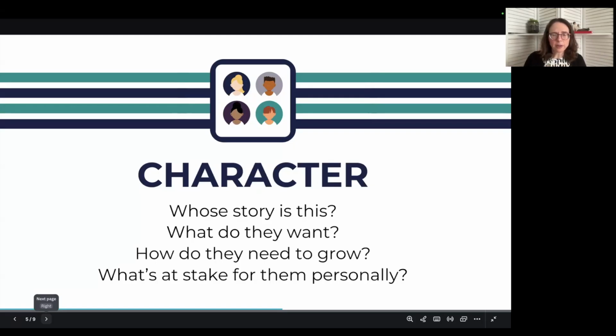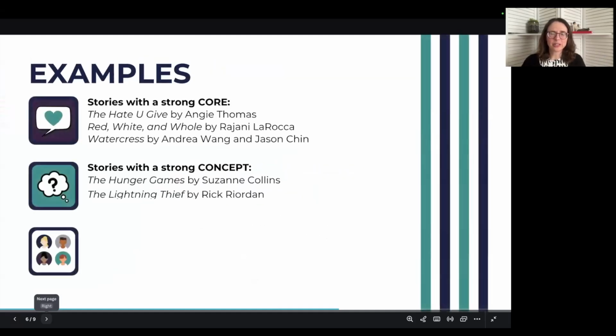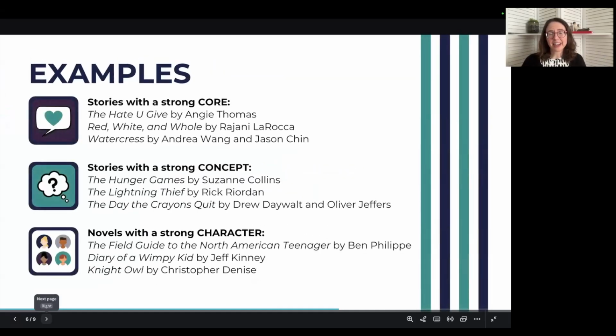So I want to highlight a few examples of some stories that do this well. I want to emphasize that every story that's a good story is going to have a strong core, concept and character, and they're all going to be nicely in alignment. Having said that, some of the stories are going to really sparkle in one of these key elements. So think of these examples that I'm going to give you as books in which one of these key elements really stands out as being extra special, if you will.